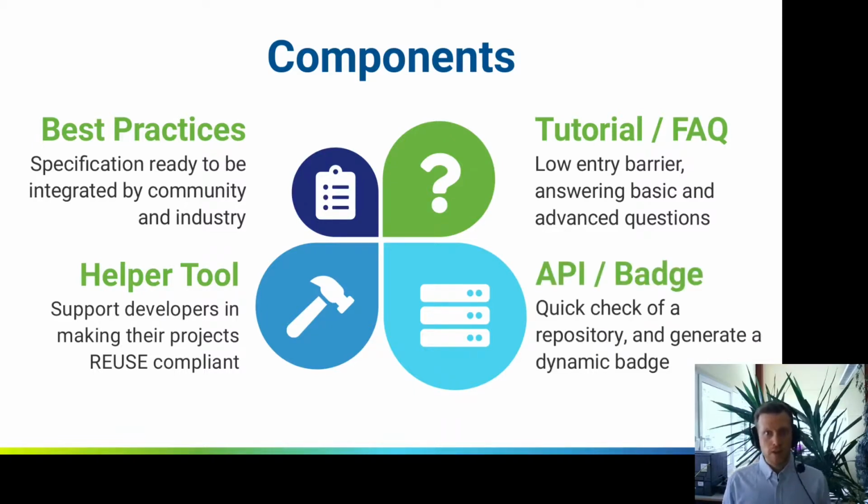And another element is the API. It's basically reuse as a service, you could say. And by this, people can simply register their public Git repository and have a quick check about the reuse status of this repository. And they can generate a dynamic badge. And this badge they can add to the README file so that also people can see whether they are reuse compliant or not.